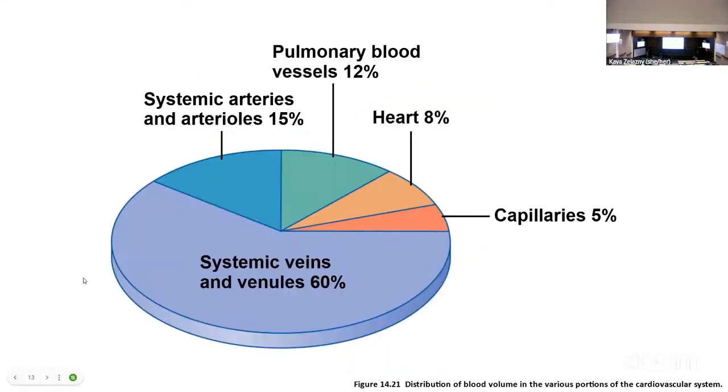Okay. So overall, if we're tracking where your blood is hanging out, most of it at any given moment is hanging out in the systemic veins and in the venules on the order of 60%. Relatively little of it is in the heart, the capillaries, or your arteries and arterioles, right? But they're under high pressure, even with that little amount, because of their low compliance. Even though we have all this blood in the venules and veins, because they're highly compliant, this isn't creating a ton of pressure in our veins.